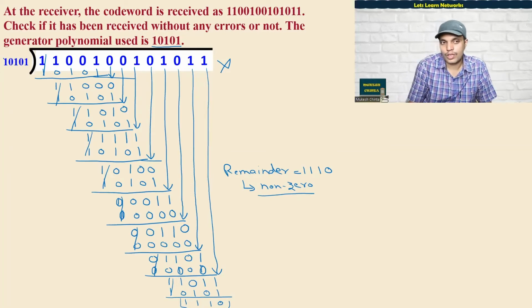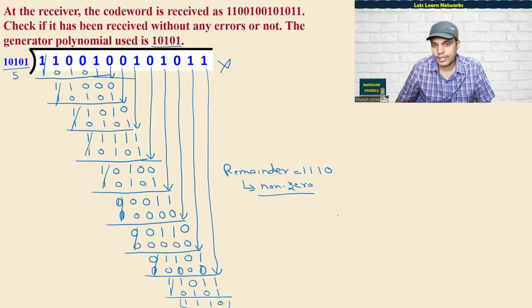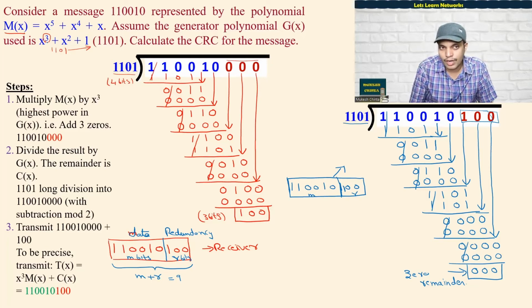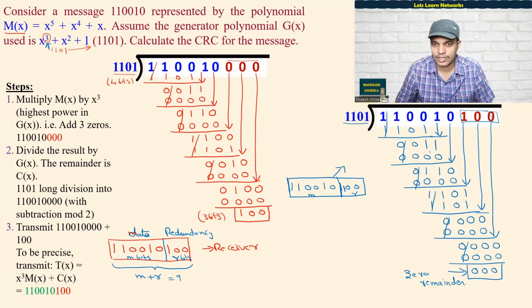If you see, once again, your generator polynomial is 5 bits and your remainder is 4 bits. In our earlier example also, this is 4 bits and your remainder is 3 bits. That means if you write this down as I told you, x cube plus x square plus 1, whatever the degree of the generator polynomial is, you will get that many bits of your remainder. That many bits of CRC are actually appended to the data and then sent to the receiver.